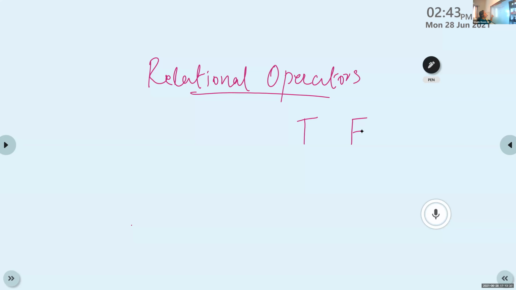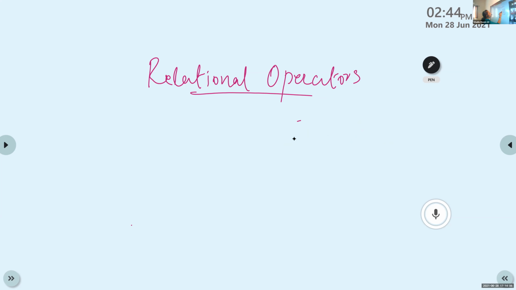So many relational operators are there. Relational operators are operators that are used for comparing two values or two expressions, and the result is either true or false. Okay, true is written like this: the first letter is a capital letter, T-R-U-E, and in false also the first letter is capital.